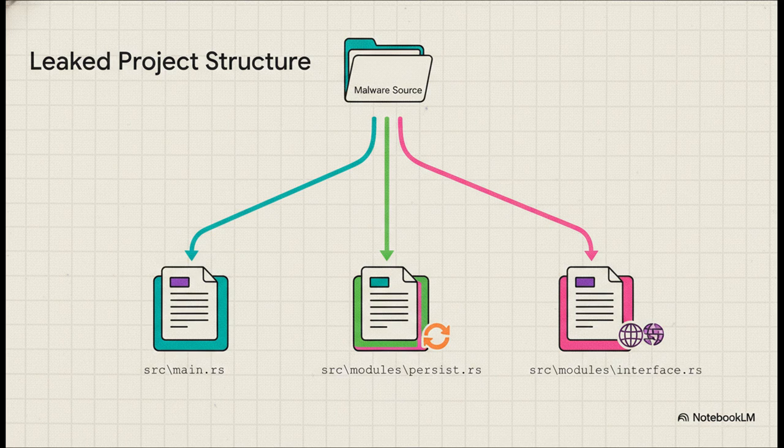The malware had even more paths that basically gave away its entire internal source code structure. We can actually see the file names: a main file, main.rs, and then separate modules for persist.rs and interface.rs. This tells us it's a pretty well-structured tool, right? It has dedicated code for making sure it stays on a system and for talking back to its command and control server. This is a full-featured implant, not some quick and dirty script.